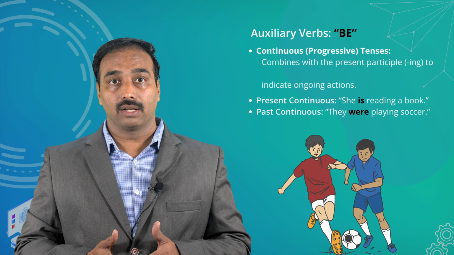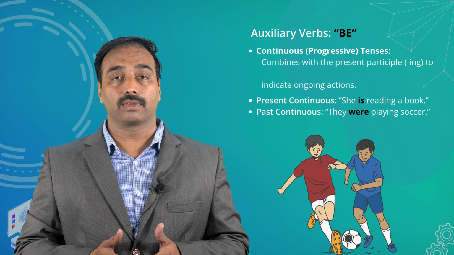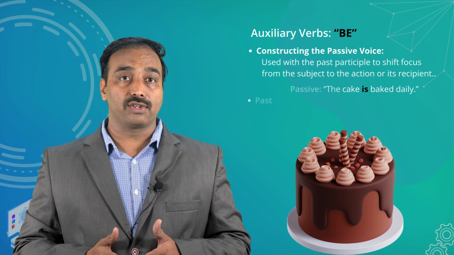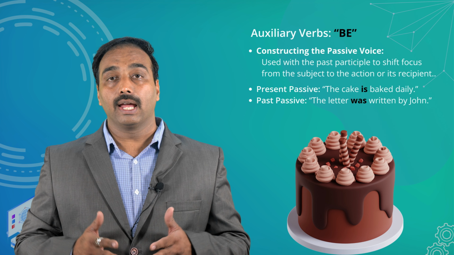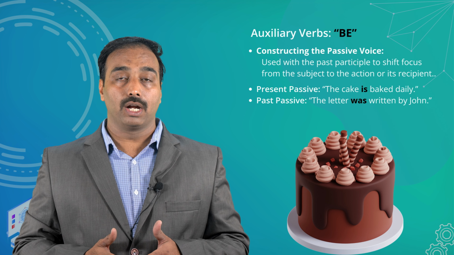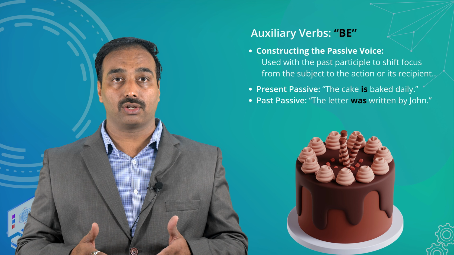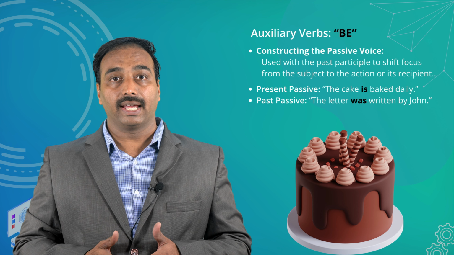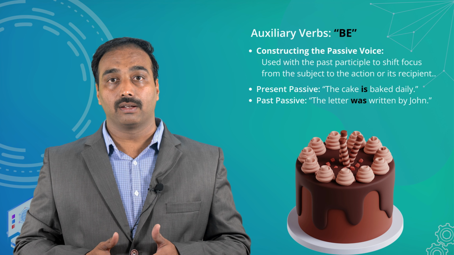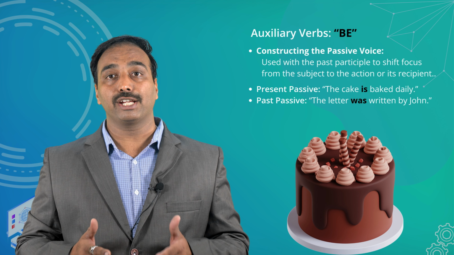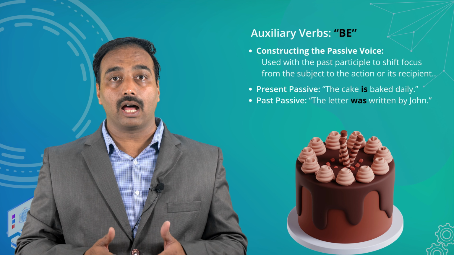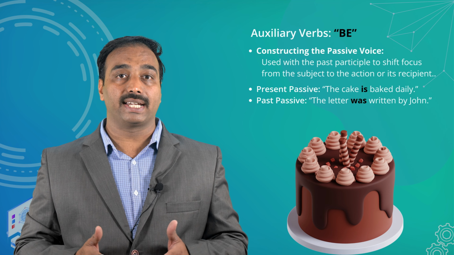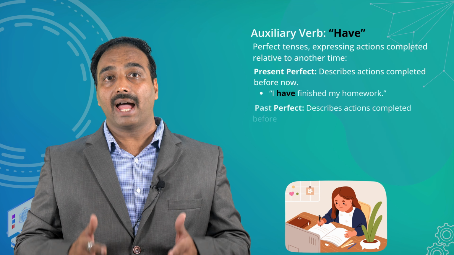Present continuous. Example, she is reading a book. Past continuous. They were playing soccer. Now let us look at how to construct passive voice using be. Be is used with the past participle of a verb to shift the focus from the subject performing the action to the action itself or its recipient. Present passive. Example, the cake is baked daily. Past passive. The letter was written by John. In these examples, is, are, was and were are forms of be that function as auxiliary verbs to convey the appropriate tense and voice.